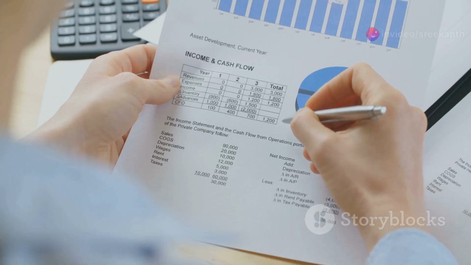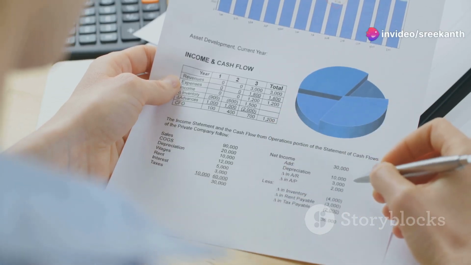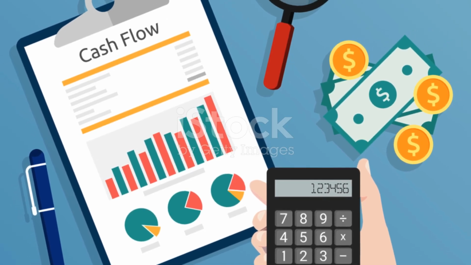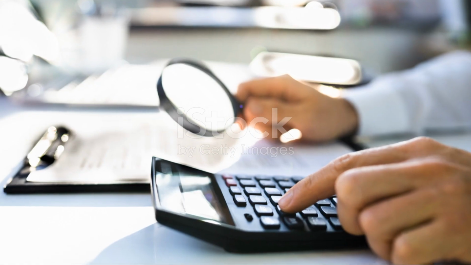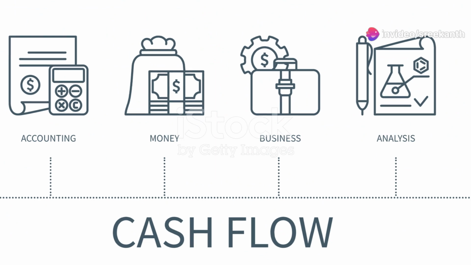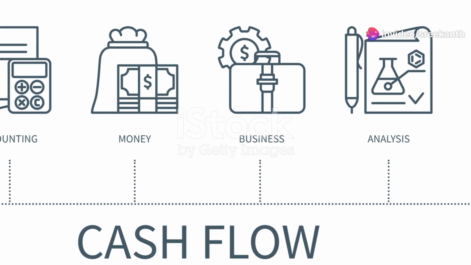Cash flow to firm, or CFF, and cash flow to equity, also known as CFE, are two important financial metrics used to evaluate a company's performance and financial health. While they may seem similar, they have distinct differences. Let's start with cash flow to firm, or CFF.